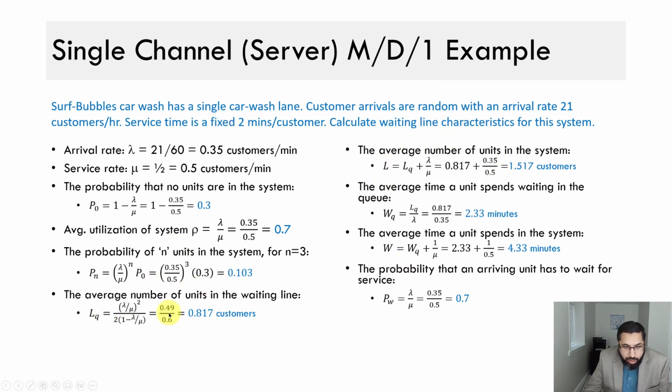We'll have about 0.81 customers in queue at any given time. The waiting time is 2.33 minutes because the car wash takes 2 minutes as well. The total time spent in the system is 4.33 minutes. Our utilization is 70% or 0.7 probability. Our idle time is 0.3 probability or 30% idle time. So the car wash is idle about 30% of the time.